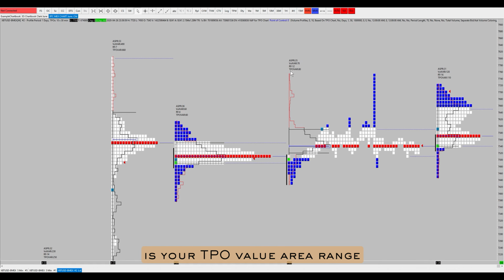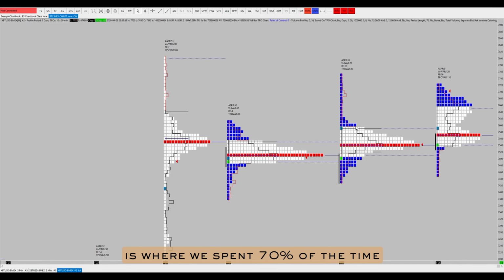Last thing we have is your TPO value area range. Again, the TPO value area is where we spent 70% of the time. So the volume value area is where 70% of the volume occurred. The TPO value area, as indicated by the change in color from blue to white, so the white is the value area, is where we spent 70% of the time within this market profile structure. And the TPO value area range is, again, very similar to the volume value area range, just the high to the low of that. So from the value area high to the value area low, what point value that was.